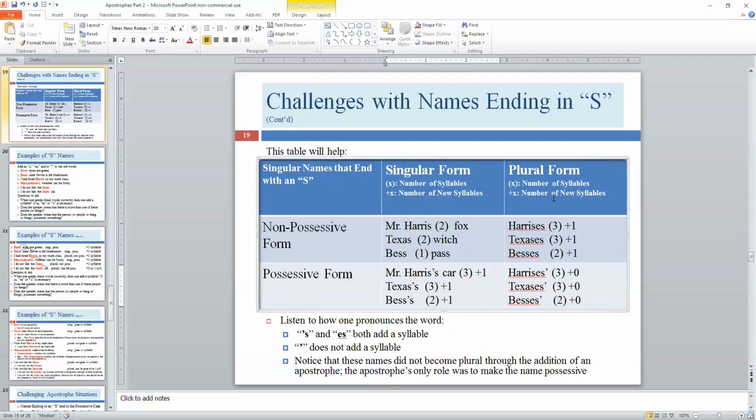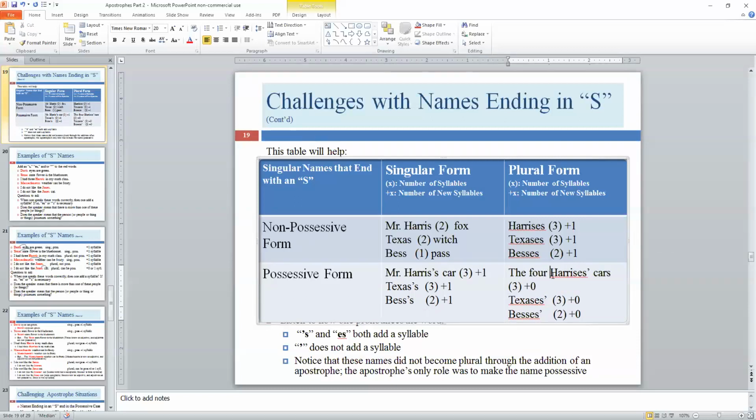Now our final one is when we have a plural form and we have possessive form. So we look at our plural first, and we know that when we have the plural form, we're just going to add an apostrophe to the end of it. Okay, so now we're talking about the four Harrises' cars.